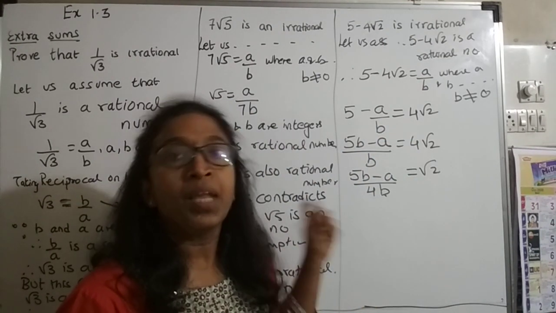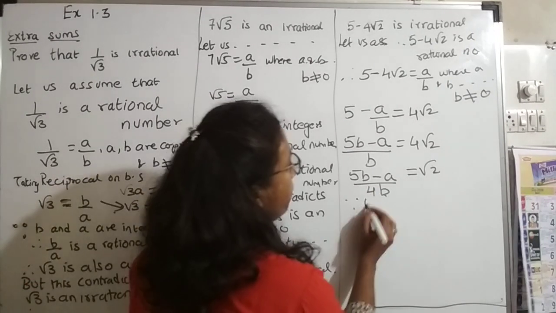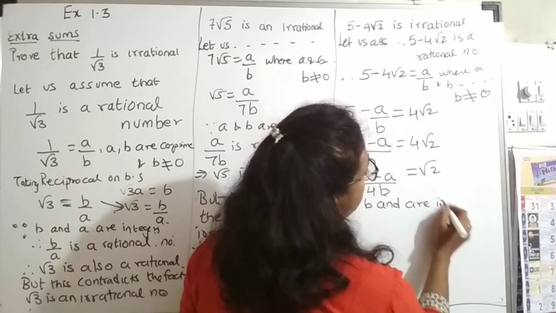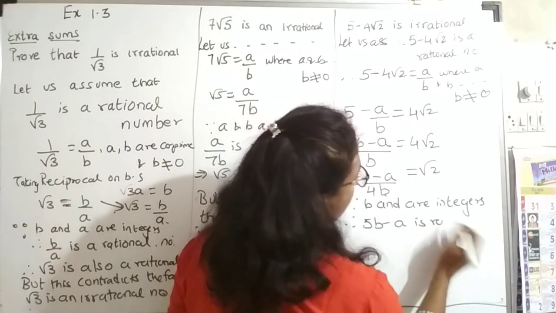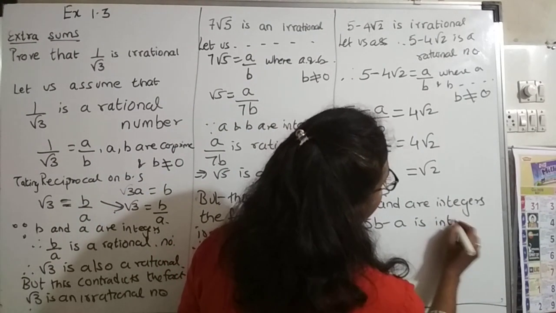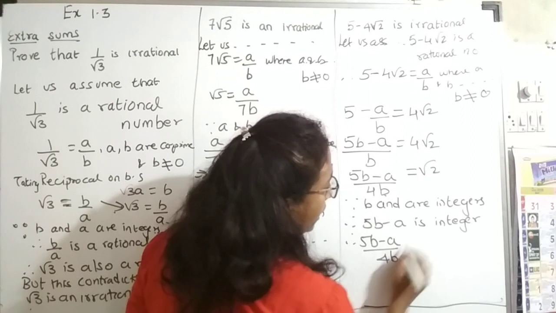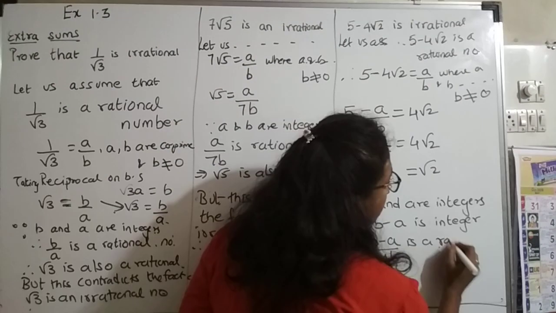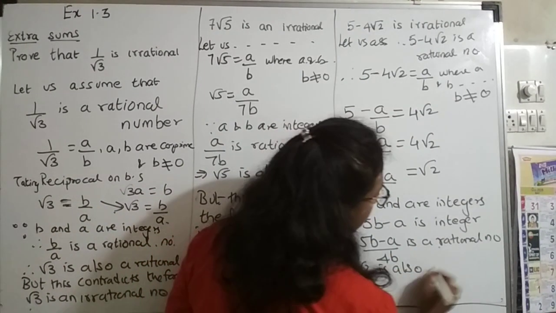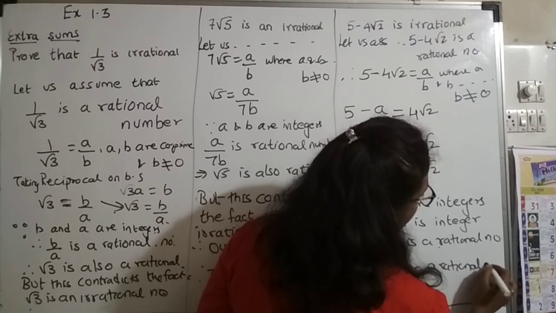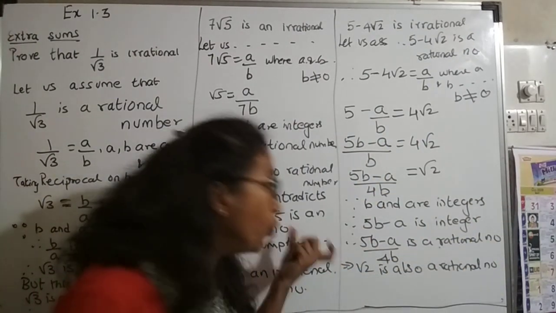Now, how will you argue? You will give the same argument step: since a and b are integers, therefore 5b minus a is an integer. So 5b minus a is also an integer, therefore 5b minus a upon 4b is a rational number. So if this is a rational number, this implies root 2 is also a rational number. Correct? Because if LHS is rational, then RHS has to be rational. Therefore root 2 is also a rational number.